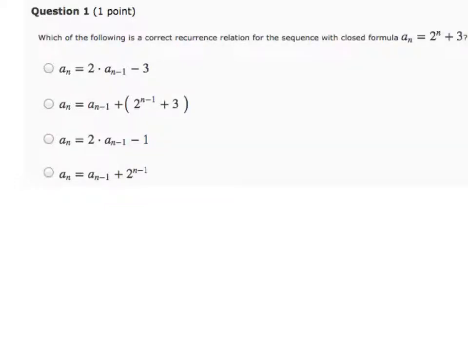This is the first question on the review set, and it asks about a recurrence relation for a closed formula. Now, this is not something where we have to generate terms of the sequence and then try to guess a recursive description. We can actually just check this algebraically.